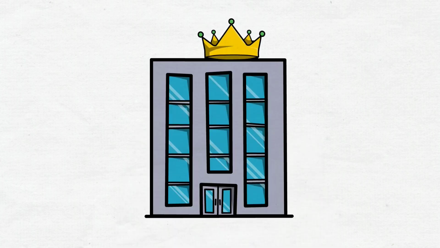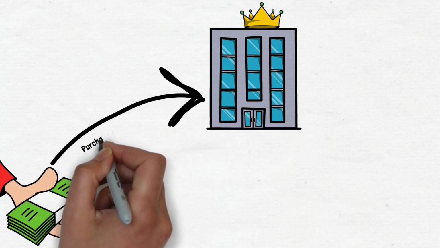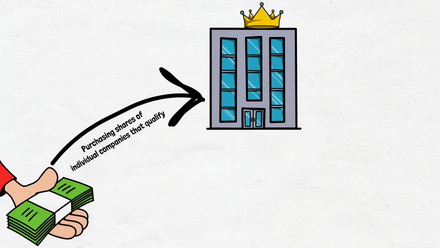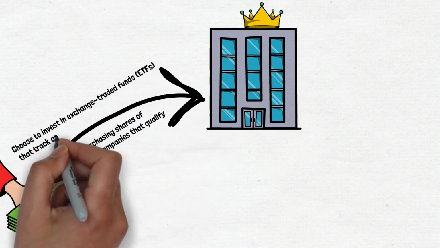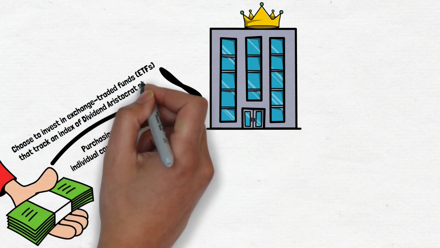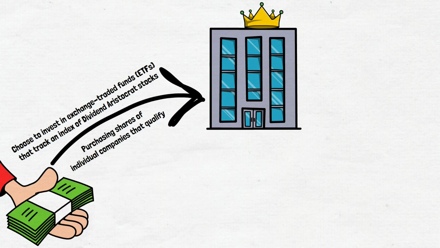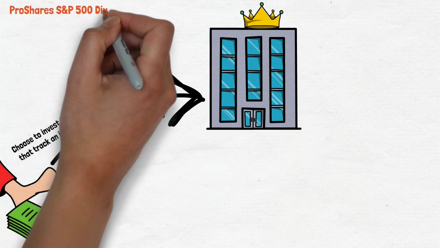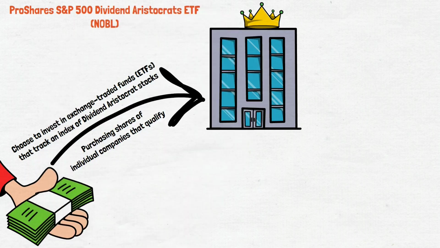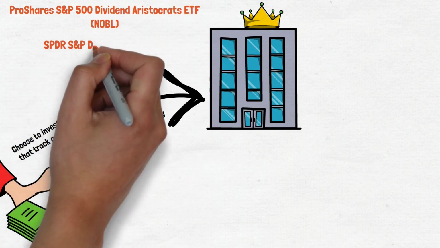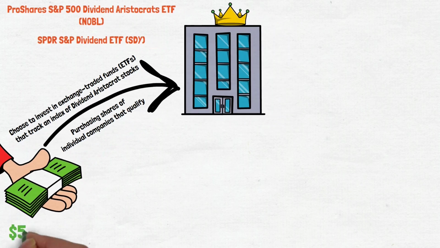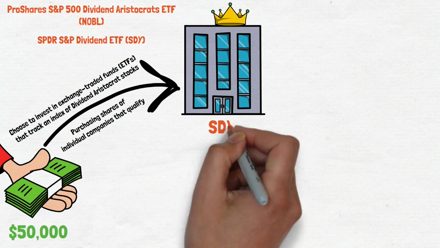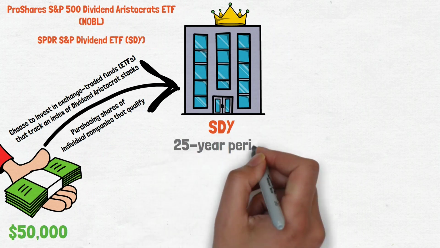Investing in Dividend Aristocrats can be done directly by purchasing shares of individual companies that qualify, or investors can choose to invest in exchange-traded funds, or ETFs, that track an index of Dividend Aristocrat stocks. Examples of ETFs that track Dividend Aristocrat indices include the ProShares S&P 500 Dividend Aristocrats ETF, NOBL, and the SPDR S&P Dividend ETF, SDY. So let's assume Goldie invests $50,000 in SDY at the beginning of a 25-year period.